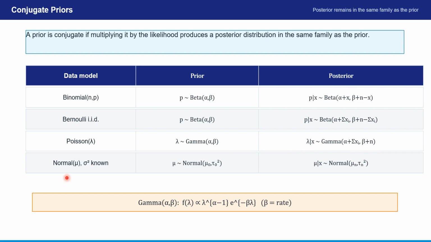For a normal model with known variance and unknown mean, a normal prior on the mean gives a normal posterior. The exact formula uses a weighted average of the prior mean and the sample mean. The weights depend on prior precision and data precision. The main idea is simple.